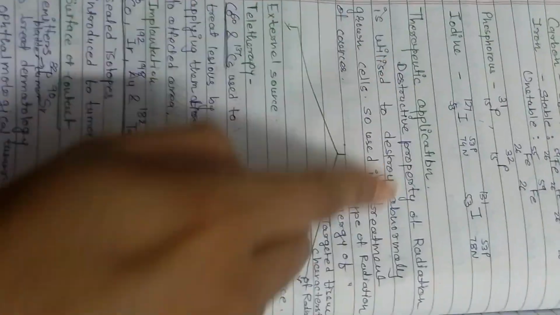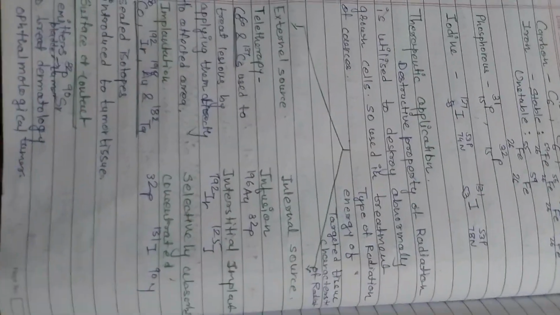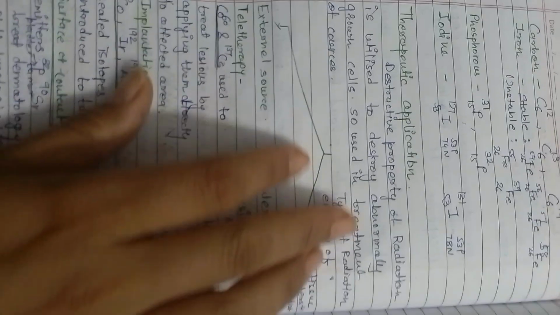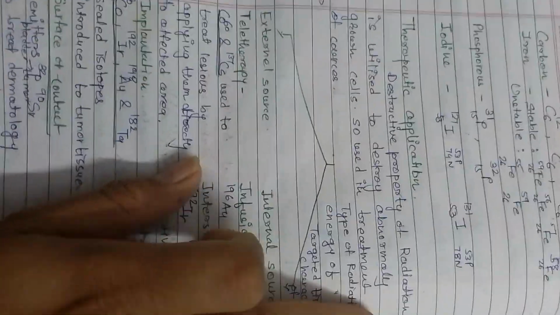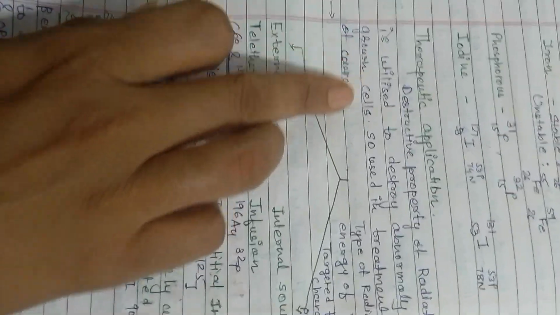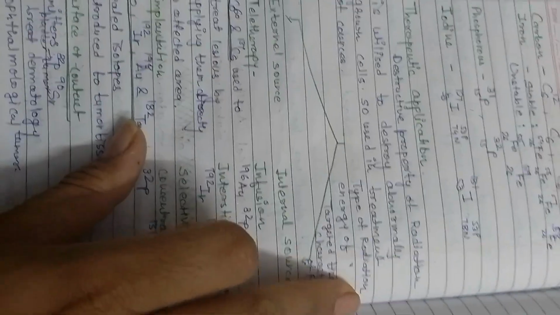Now, what are the therapeutic applications of this radiation? Generally, these radiations are destructive, meaning they are breaking down our cells. So, these are destructive type radiation. So, they are basically utilized to destroy abnormally grown cells. So, they are generally used in the treatment of cancers.